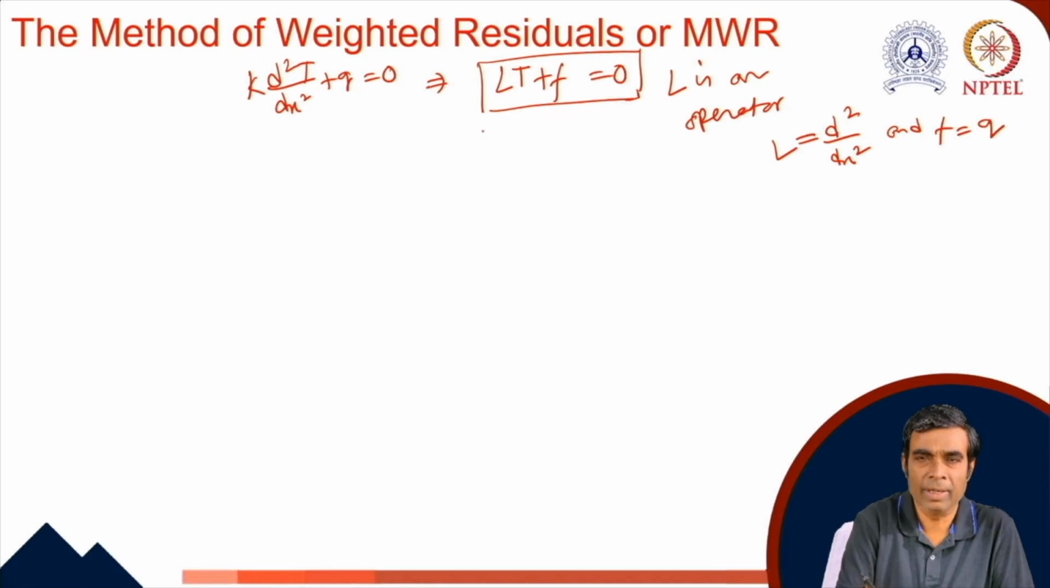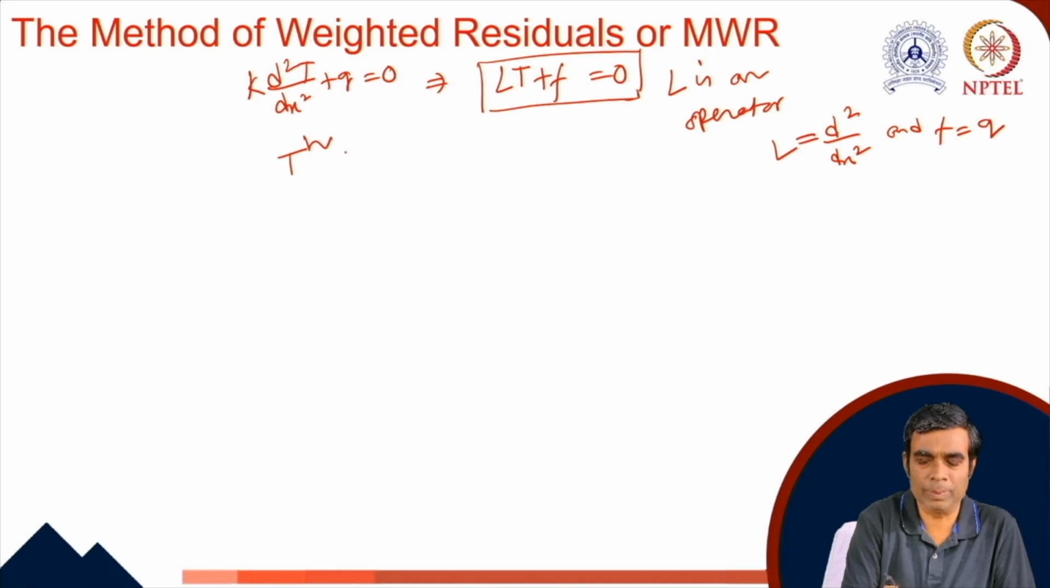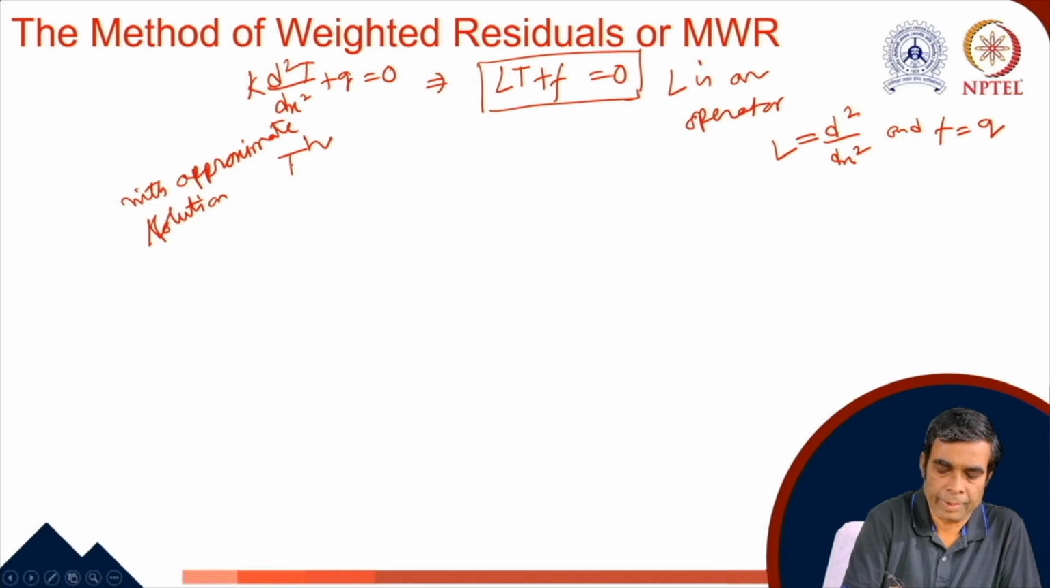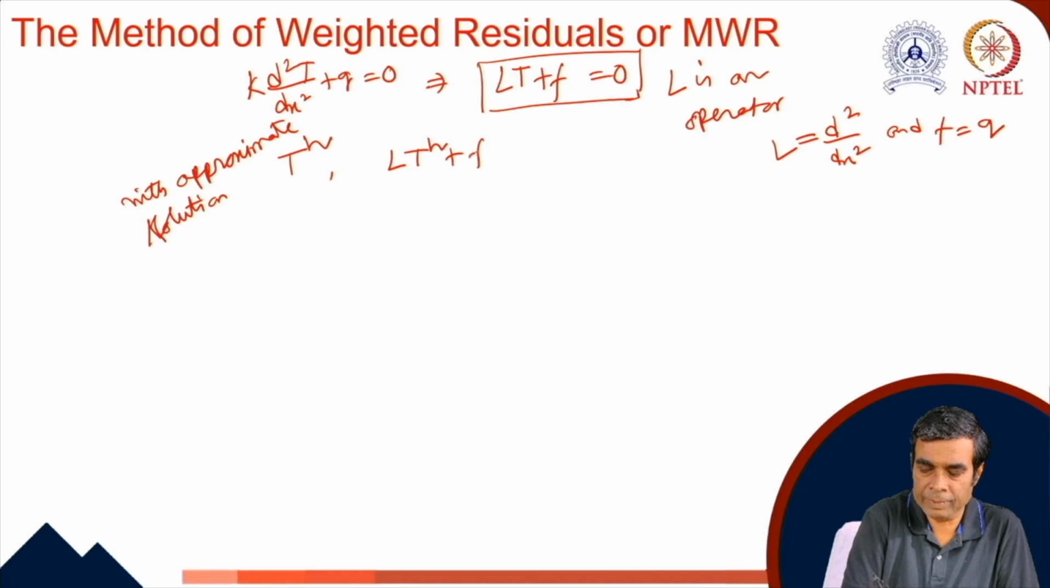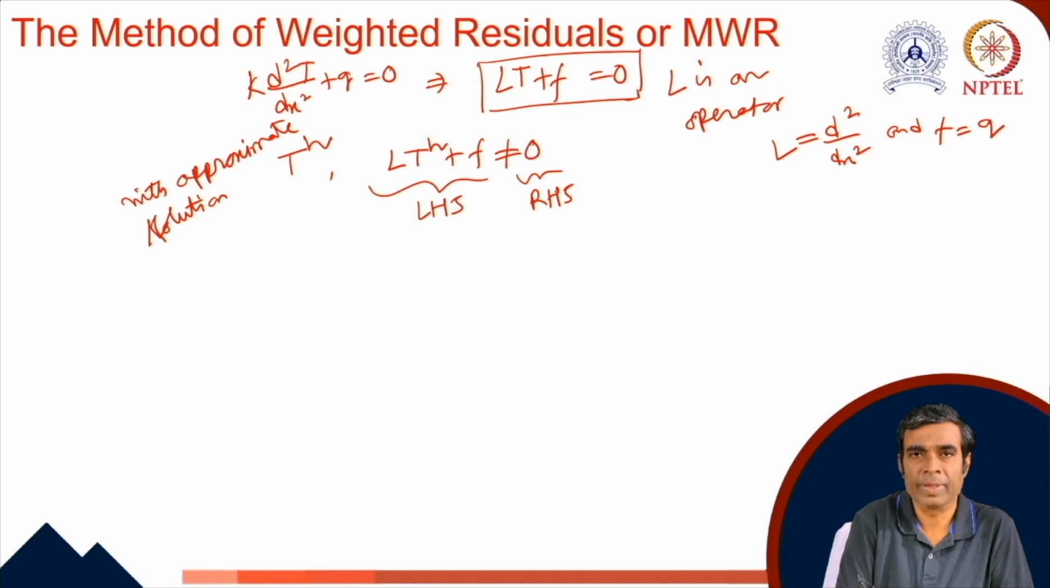Now let us consider some approximate value of temperature that we denote by T_h, the approximate value with which the operator equation is not satisfied. With the approximate solution T_h, we get that L of T_h plus F is not equal to 0. It means that with the approximate solution, the left hand side and the right hand side are different.